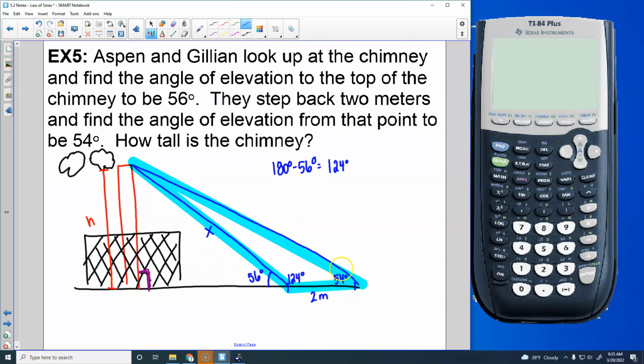So this X is across from 54. The only other side I know is 2. It's across from this super skinny angle right over here. It doesn't even hardly look like it's across from it because it's so skinny, but it is across from this side right here. So if I do 180 minus 54 minus 124, it is going to give me 2 degrees. And so right here, this angle is going to be 2 degrees.